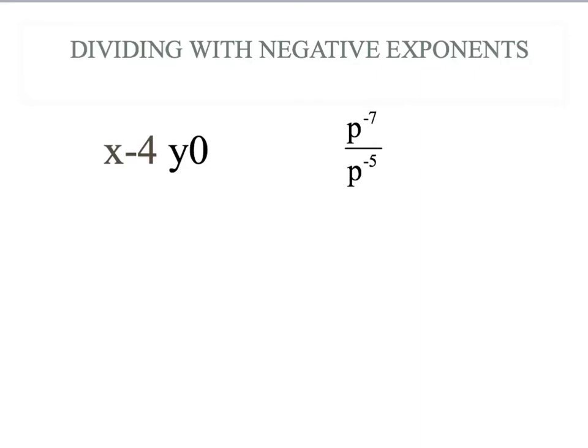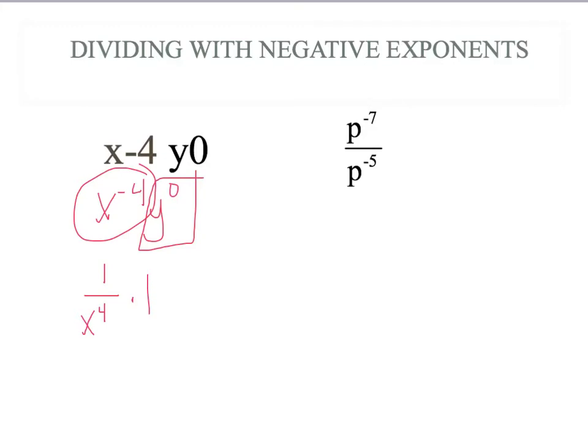In this first example, we have x to the negative 4, y to the 0. I'm going to do each of these separately. If I want to make this positive, I'm going to put it on the bottom. I'm going to make it 1 over x to the 4th. I also know that anything to the 0 power is just 1. So my new answer becomes 1 over x to the 4th.